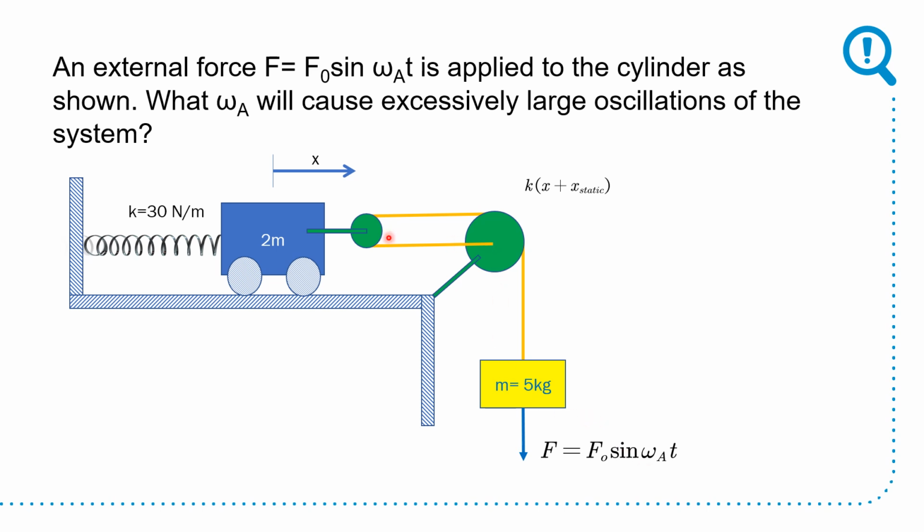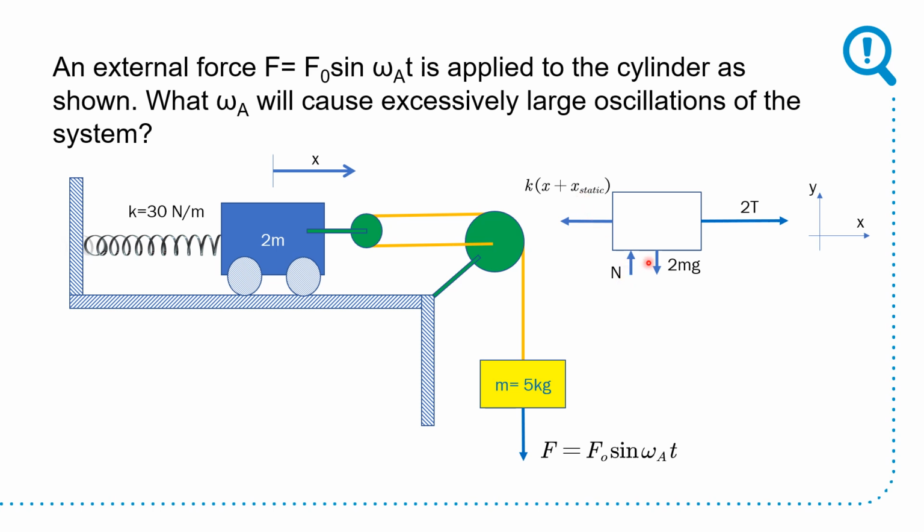I have a pulley here, and the other mass is 2m, so 10 kilos. You'll see that there's a wraparound here, and it goes back down here to connect to the second mass. So I know this will affect the tension here compared to the tension here. So if I look at it, I have k(x plus x static).